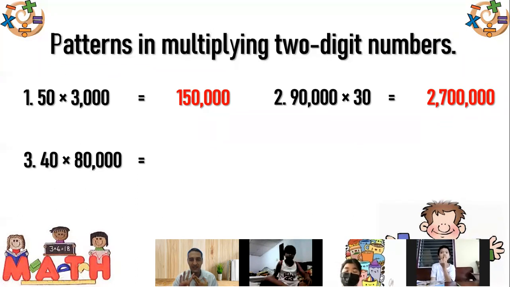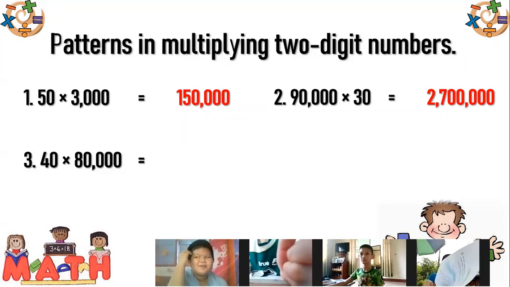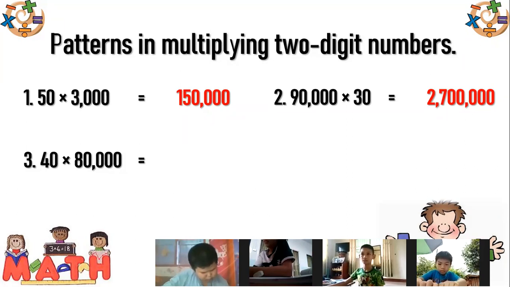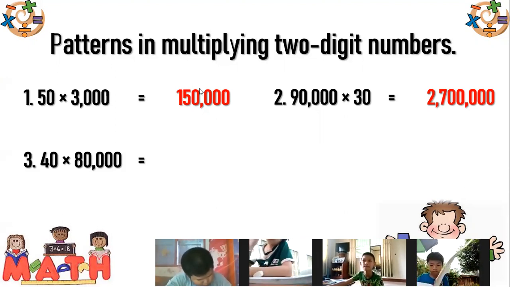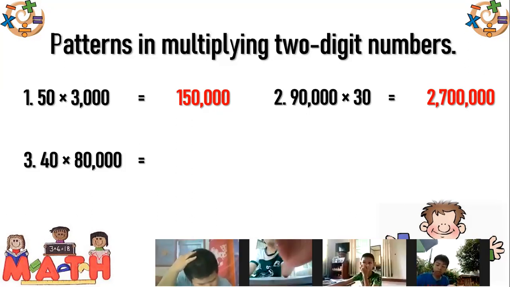Now we have one more number. We have 4 tens multiplied by 8 10,000s, or you can say 40 multiplied by 80,000. What will be the answer? Let me ask another student. Can you tell me? 4 tens multiplied by 8 10,000s. Do your calculation. Any other student? Let me ask Adin. Can you answer?